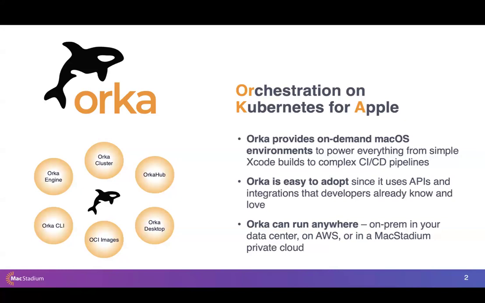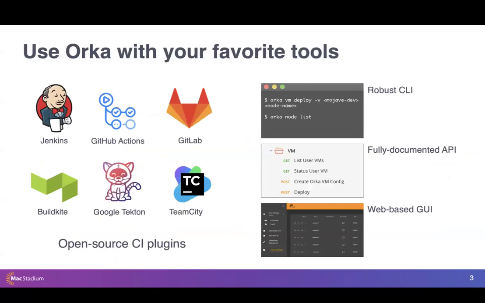So the main use cases for Orca are CI/CD pipelines. So your typical Jenkins or GitHub Actions pipelines, but we also have use cases for AI inference and other kind of generic macOS workloads.